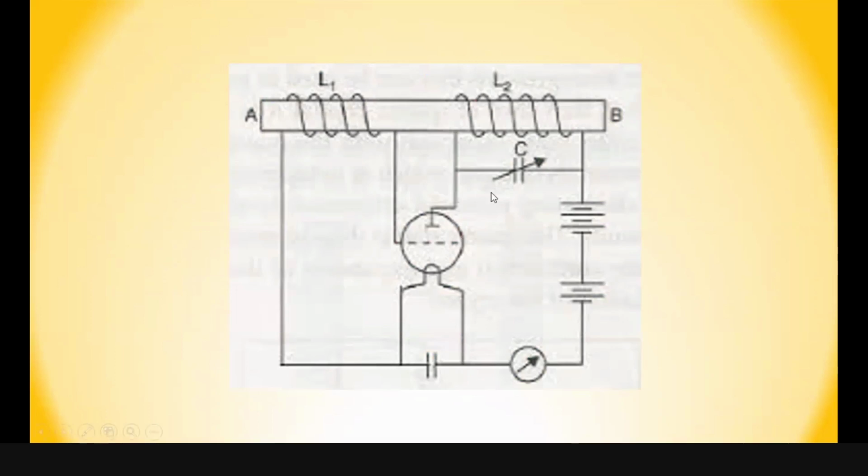This is a circuit for the magnetostriction effect, right? AB is a ferromagnetic material. L1 and L2 are the inductors. They act as a magnet. So we will be applying the AC voltage to each, and because of the AC voltage, there will be a change in the direction of the magnetic field, and it produces the ultrasonic waves.